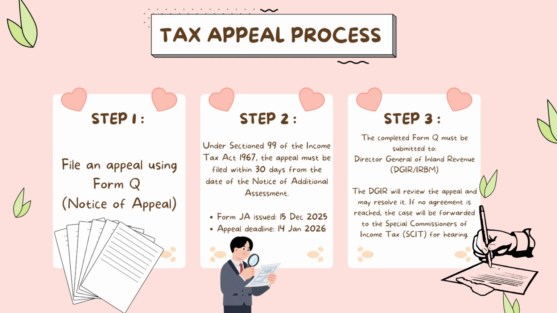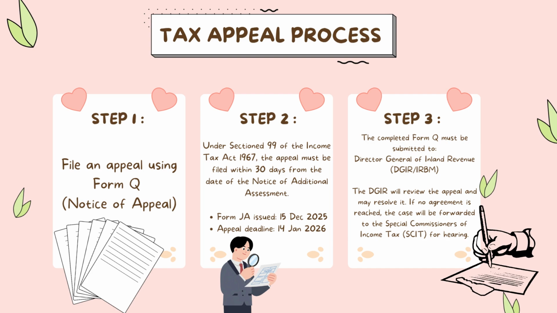Tax appeal process. Step 1. File an appeal using Form Q, Notice of Appeal. Step 2. Under Section 99 of the Income Tax Act 1967, the appeal must be filed within 30 days from the date of the Notice of Additional Assessment. Form JA issued 15 December 2025, appeal deadline 14 January 2026.